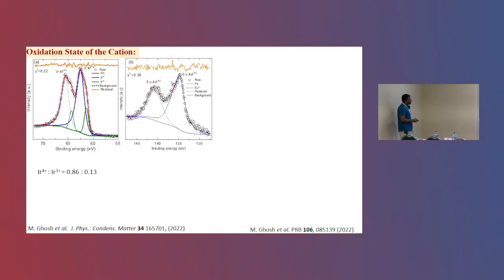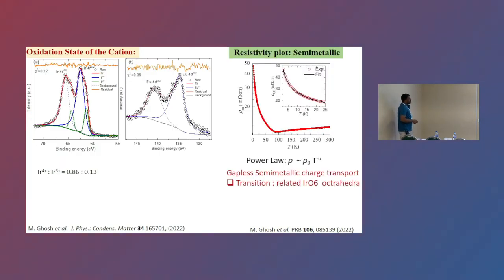Now this is the oxidation state. We have checked the oxidation state of both the cations, like Y3+ and Ir4+. We saw that iridium doesn't have only one single oxidation state, rather it has two oxidation states, 4+ and 3+. And we assign that it might be due to some oxygen off-stoichiometry in the sample.